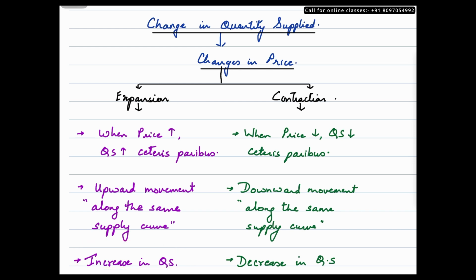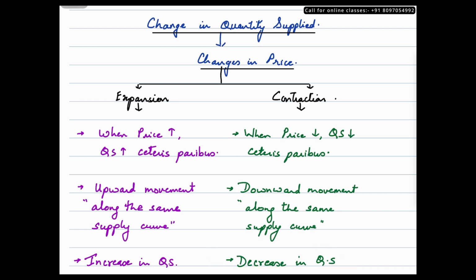On the contrary, contraction is a situation where the price falls and as a result of that, quantity supplied also falls, ceteris paribus. As a result of this, under a contraction, you will observe a downward movement along the same supply curve. Like I said, we'll take a look at the diagram and this segment would become more clearer. Alternatively, a contraction could also be written as a decrease in quantity supplied.